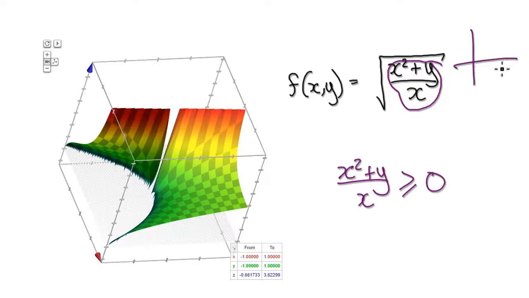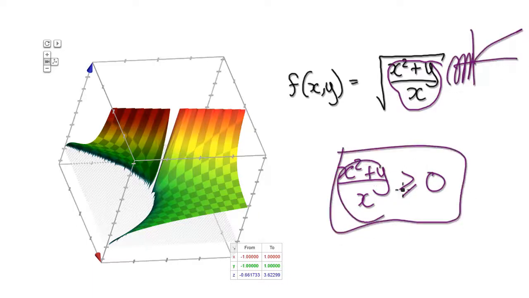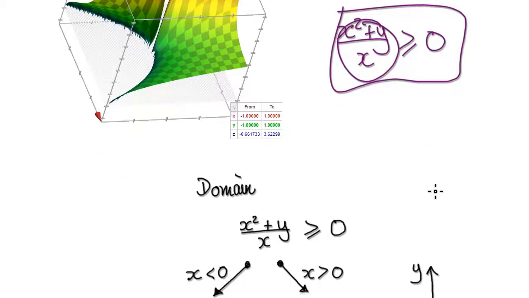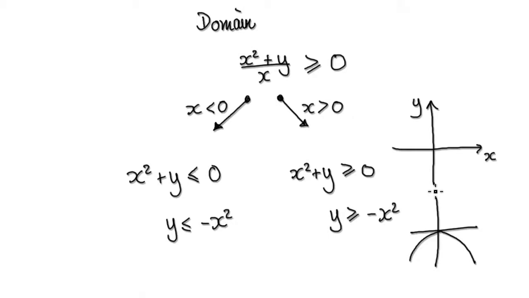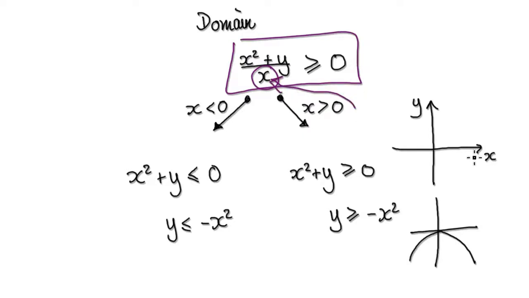Because for the domain of the square root, this thing needs to be greater than or equal to 0. So we need to make this demand. And we can't simply multiply both sides by x, because x can be negative or it can be positive. If you multiply by a negative, then you've got to switch the inequality around.